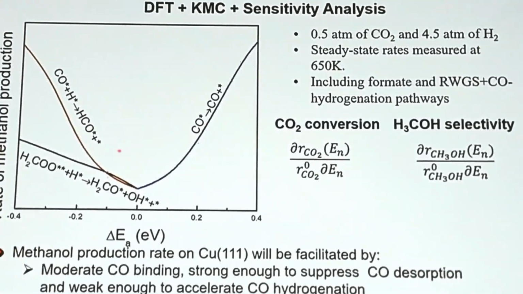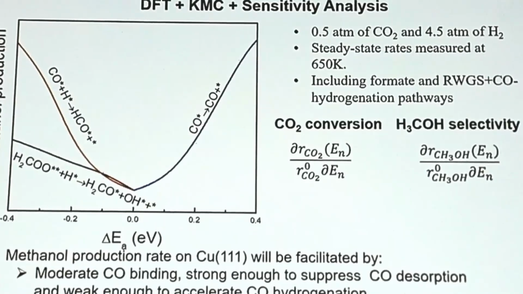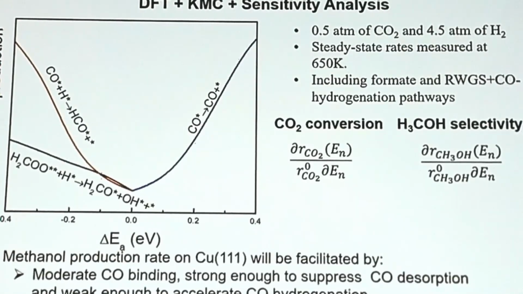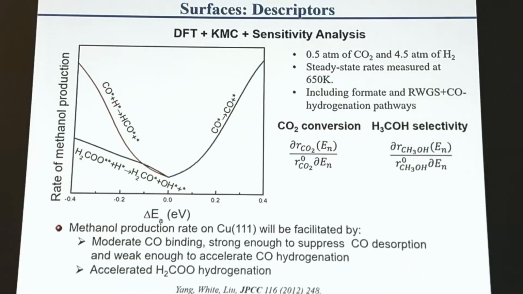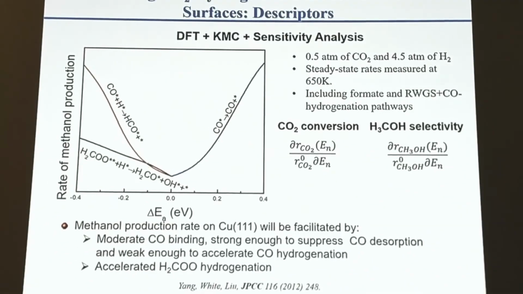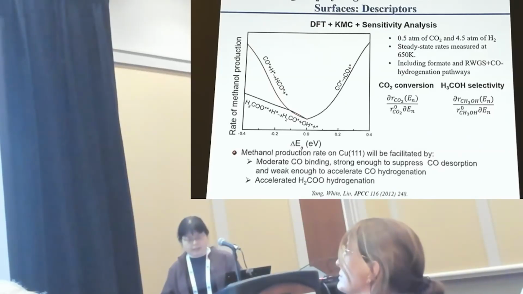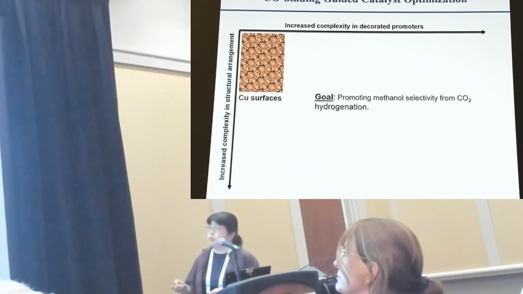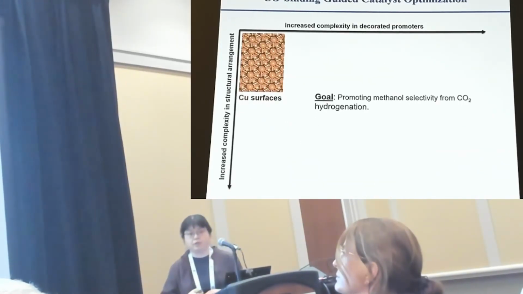Here we specifically find that CO binding on the copper-based catalyst should be moderate. It should be strong enough to avoid the desorption of CO, so that you have more CO to do the methanol production. But the binding cannot be too strong, it should be moderate enough to allow the CO hydrogenation further to methanol. So having this kind of idea in mind, we try to find a way to do the optimization.